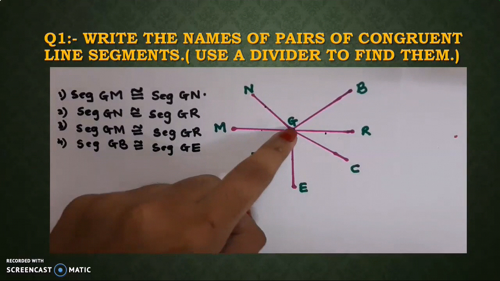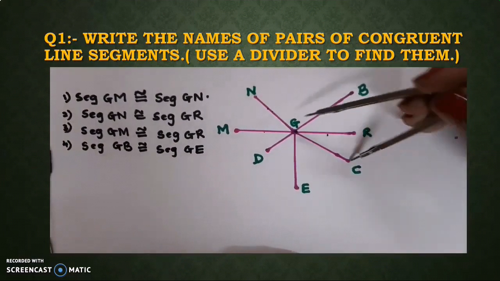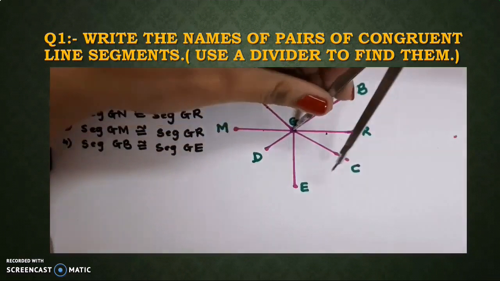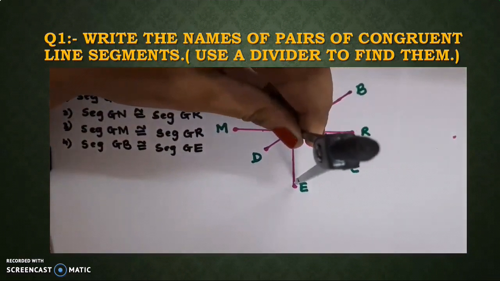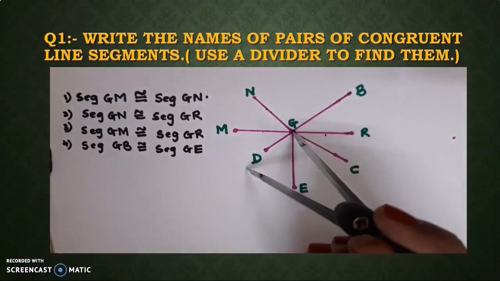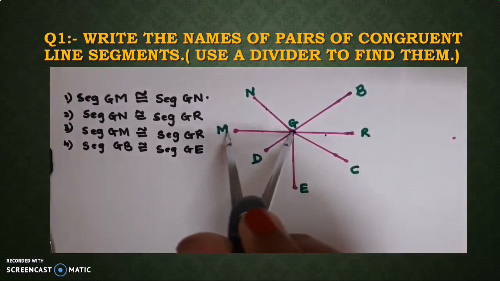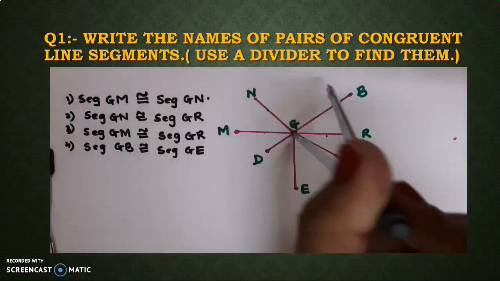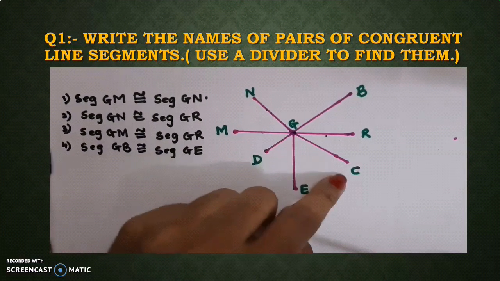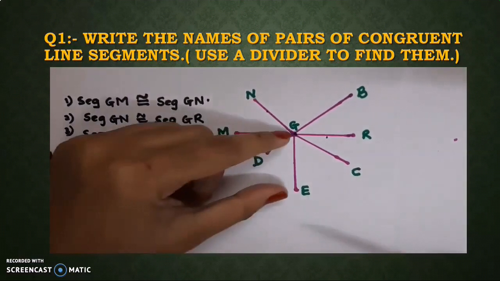Now which segment is left? GC. Let us check GC, and we will open from G to C. Now we will rotate it and bring it till each and every segment. Are both equal? No. GE is bigger. Now bring it till GD. No. GD is smaller. GM, no, GM is also smaller. This one is smaller, this one is bigger. Means we are not having any segment which is congruent with GC.